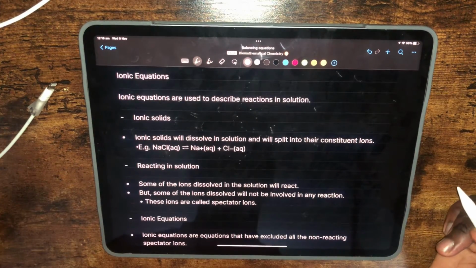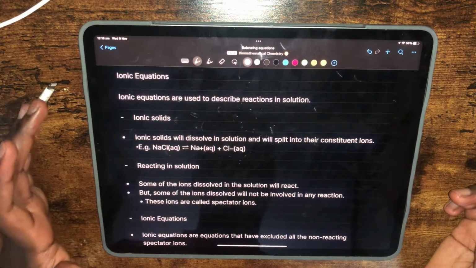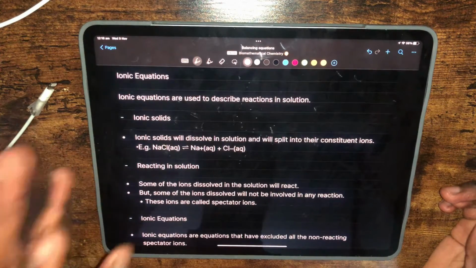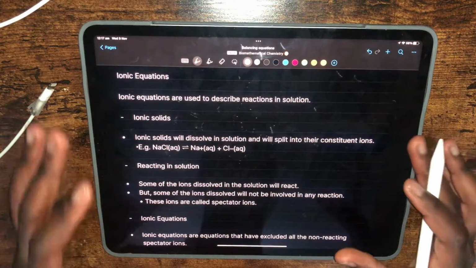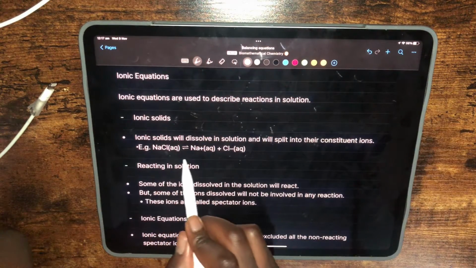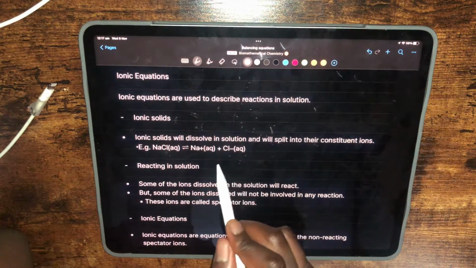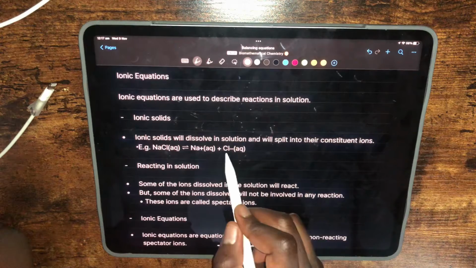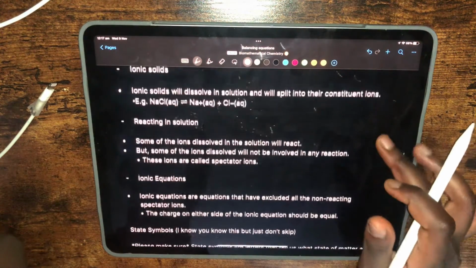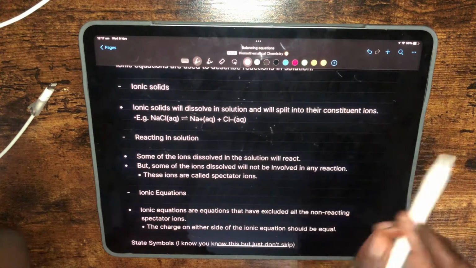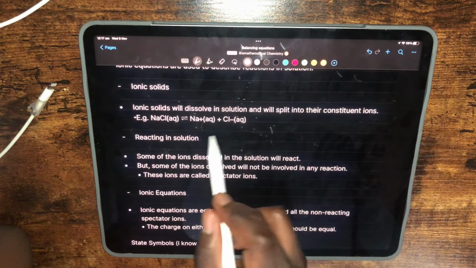You'll learn about the enthalpy of solution and enthalpy of hydration in year 2, but just understand ionic solids and how they're broken down, and ionic equations, especially in year 2. You need to be able to understand this, right? So NaCl can be broken down into Na+ aqueous and Cl- aqueous. They're still aqueous because they're still dissolved in a solution of water, but they are broken up into their individual ions, right? And the charges always cancel out.